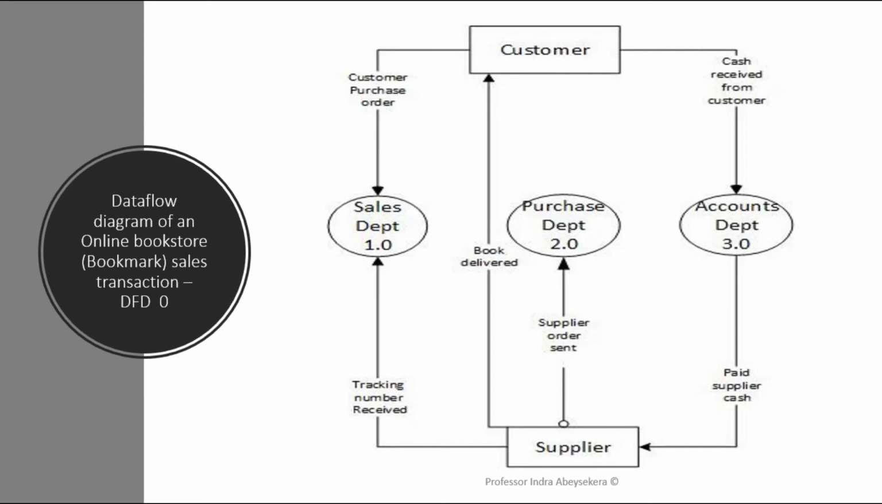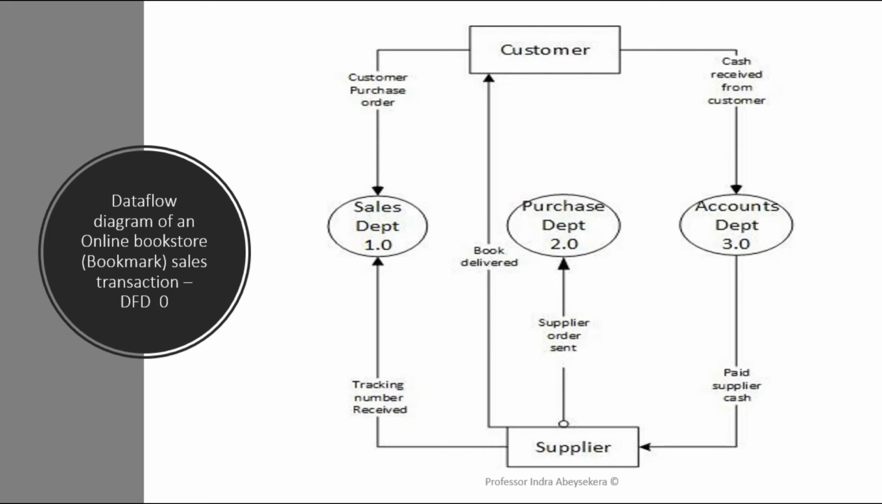As you can see, for the sales, it received the tracking number from the supplier and also it received the customer purchase order. And then in relation to the purchasing department, it received the supplier order sent by the supplier, and then the accounts department paid the supplier and received money from the customer. But you also can see that the book was delivered directly from the supplier to the customer.